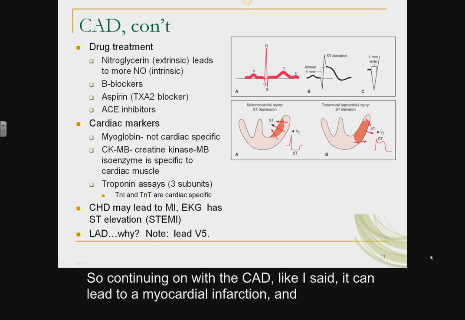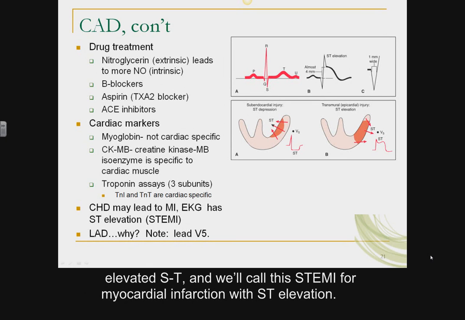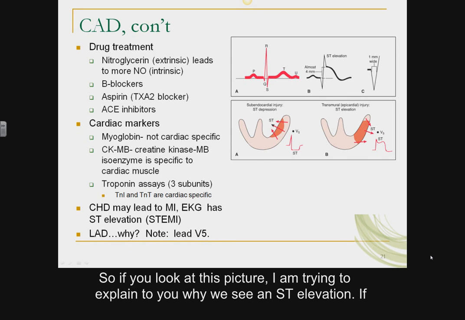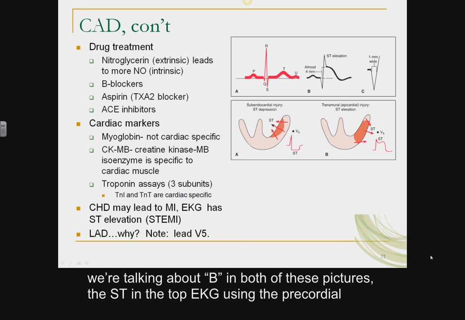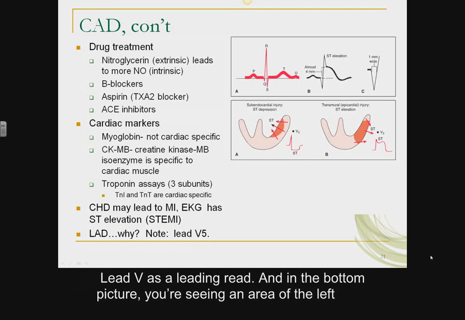To continue on with the CAD, or coronary artery disease, like I said, it can lead to a myocardial infarction, an elevated ST, and we call this STEMI, for myocardial infarction with ST elevation. If you look at this picture, I'm trying to use it to explain to you why we see an ST elevation. If we're talking about the picture for letter B in both of these pictures, the ST in the top EKG is using the precordial lead number 5 as the leading lead.